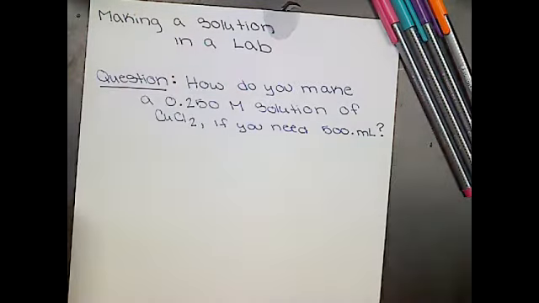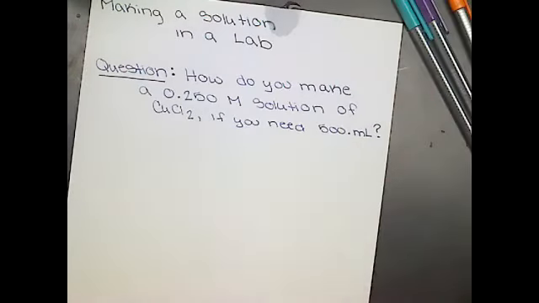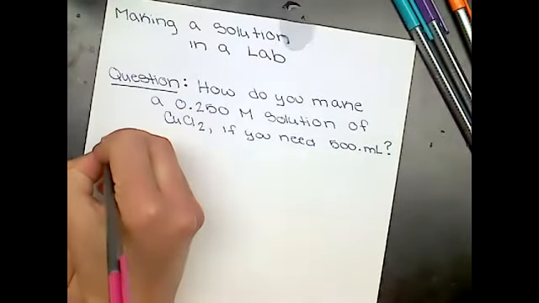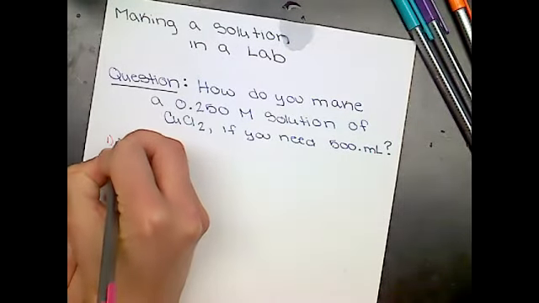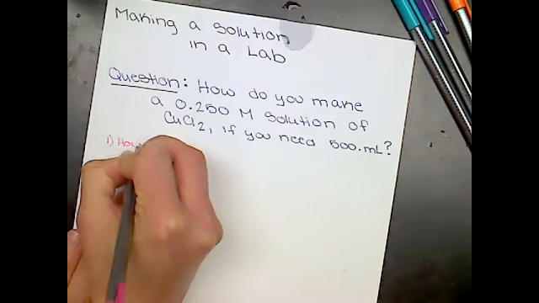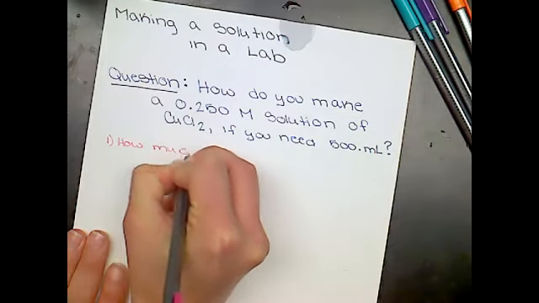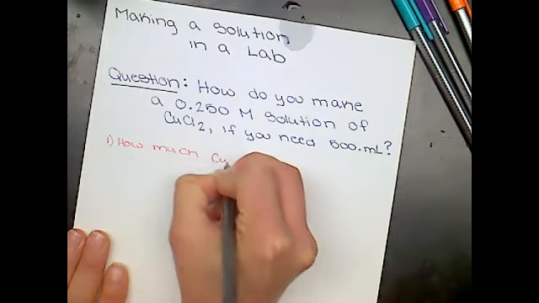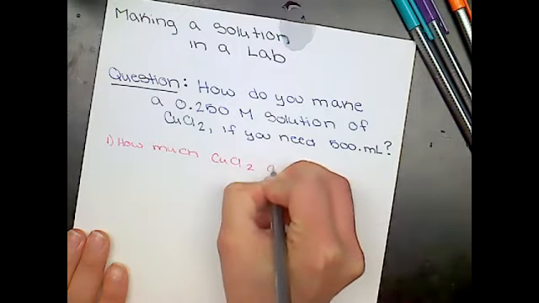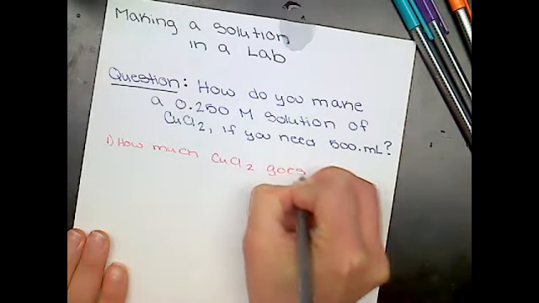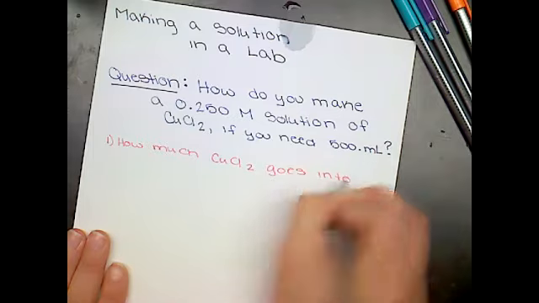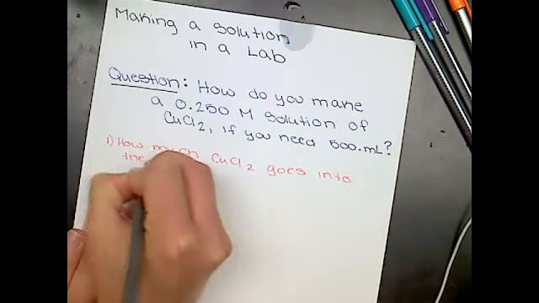Okay, so the first thing we need to do, I'm going to go ahead and write down some steps and start solving. The first thing we need to do is know how much copper 2 chloride goes into the volumetric flask.